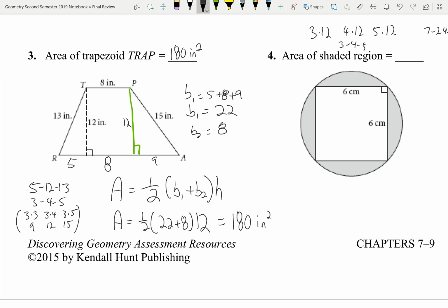And again, if you were just to do the rectangle, 8 times 12, and then 1/2 times 5 times 12, and 1/2 times 9 times 12, you add the two triangles and the rectangle, you'd also get 180. So there you go.